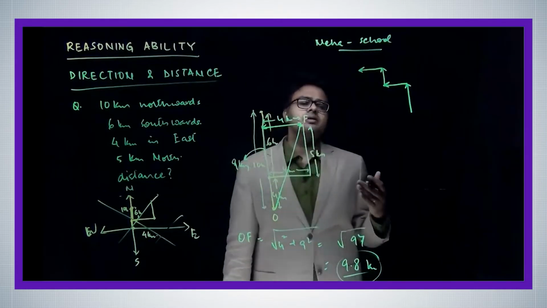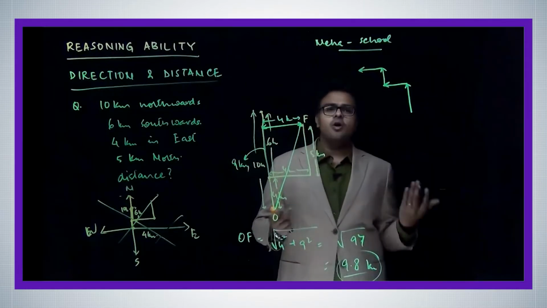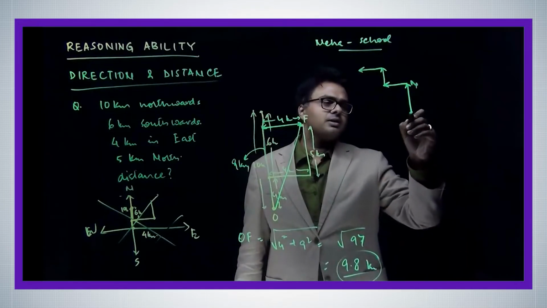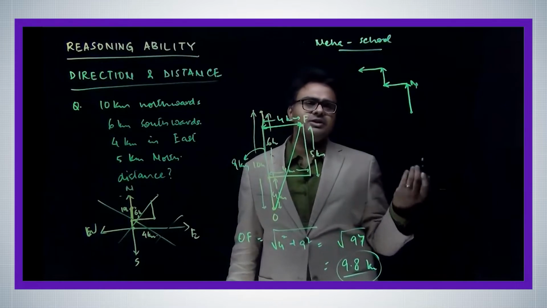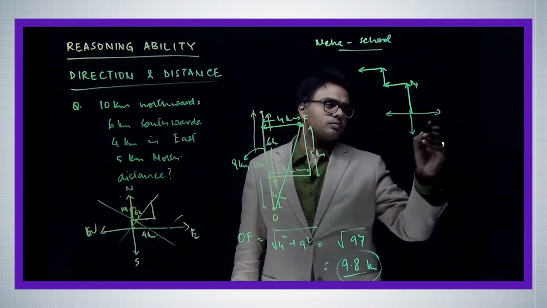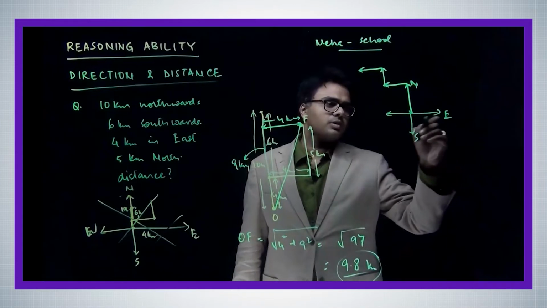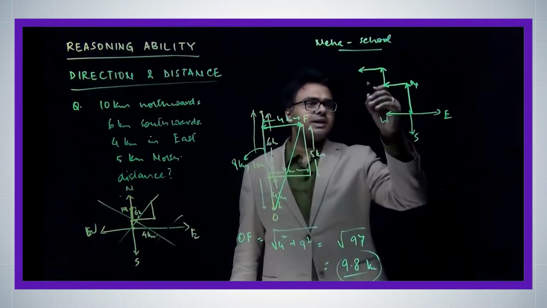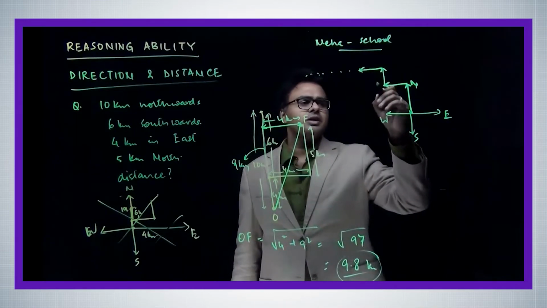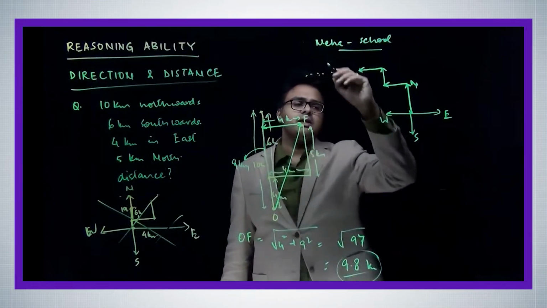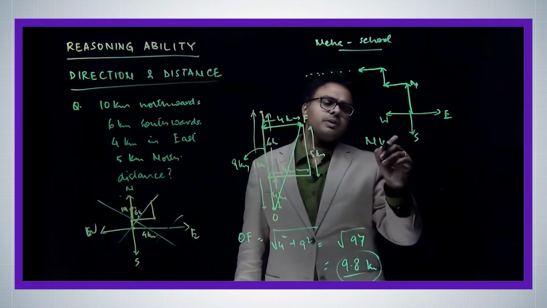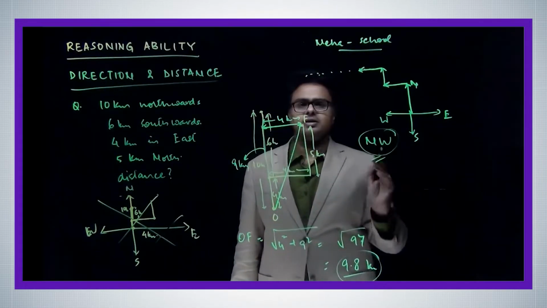So which is the most probable direction of her school? So this was north. This is Neha. So this is very easy now. It's very easy to guess. Neha's school will be somewhere here or here or here, somewhere here. So whichever direction it will be, somewhere close to northwest. So northwest becomes the answer to this question, right?